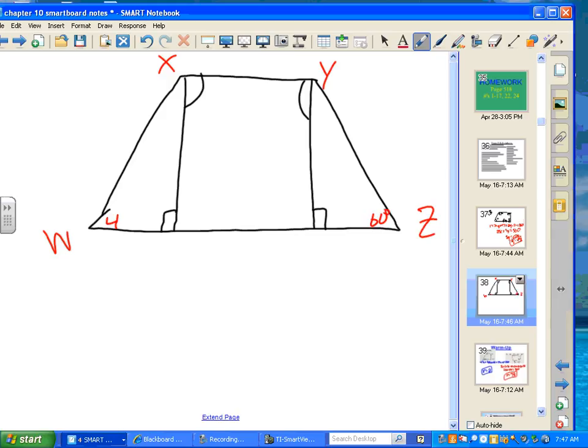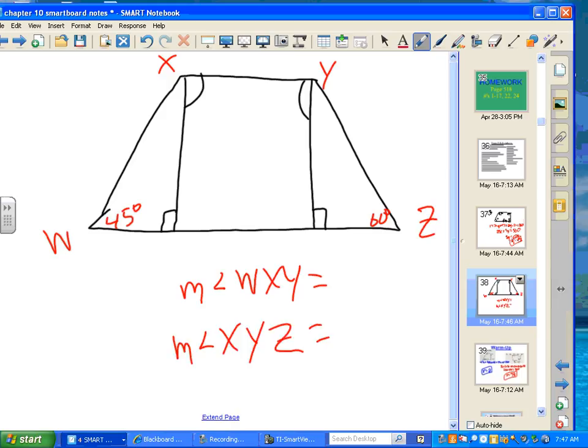60. This is 45. Okay, that's all they gave us. So based on the figure, that's everything they gave us, okay? We need to find, so you guys remember, the measurement of angle WXY and the measurement of angle XYZ. So if you didn't get this right, make sure you're paying attention.